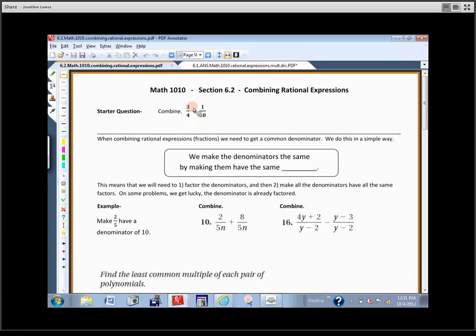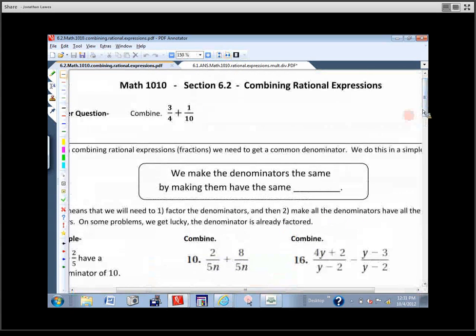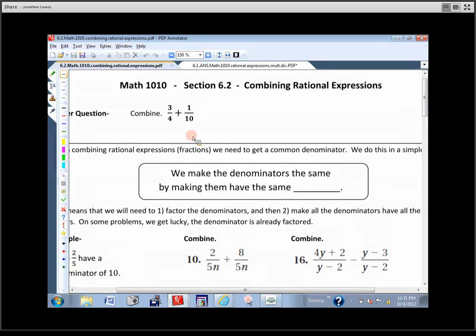Now, if you were going to do 3/4 plus 1/10, most people would look at this and they'd say, well, we just need to get a common denominator. We're going to make both of those 40s. Okay, I'm going to do this differently. That works really well with numbers, but if you think in terms of the stuff that we're going to see later on, I'd rather you think of it this way. This is 3 over 2 times 2, and this is 1 over 2 times 5.